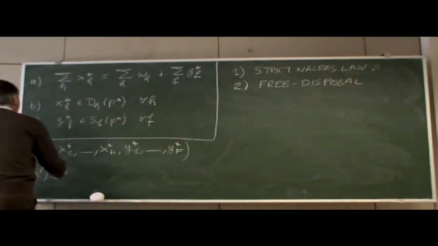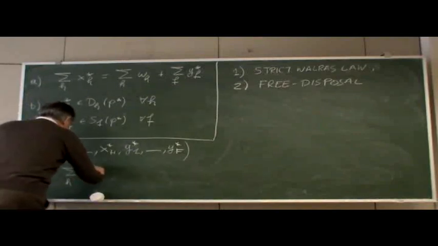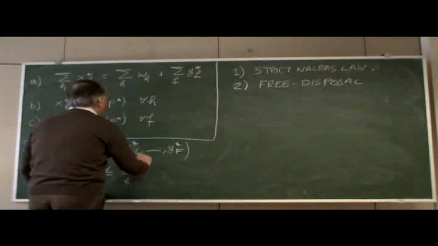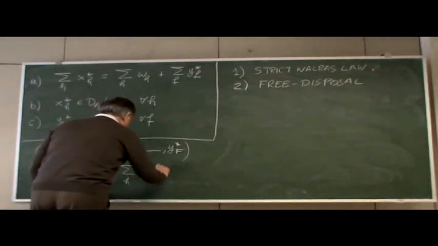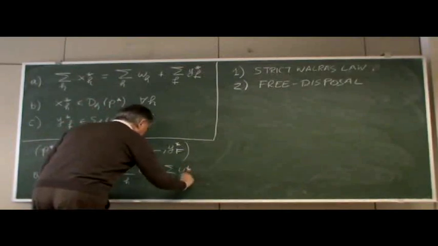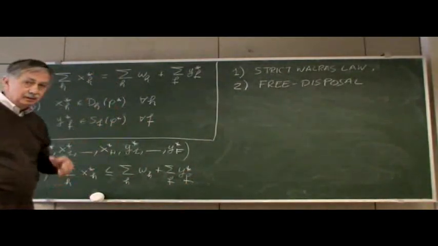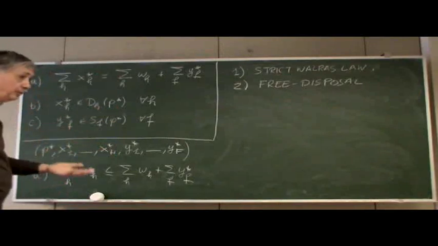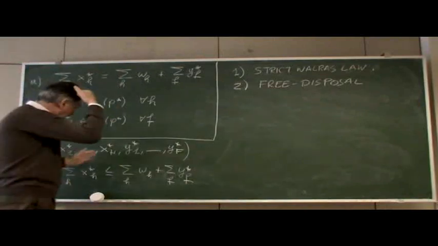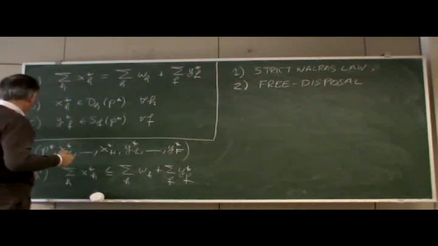this condition A prime, sum of x star h lesser or equal to sum of omega h plus sum of y star f. I repeat, if these properties hold, in order to prove the existence of equilibrium, it is sufficient to prove the existence of a vector like this, which verifies A prime, B, and C.